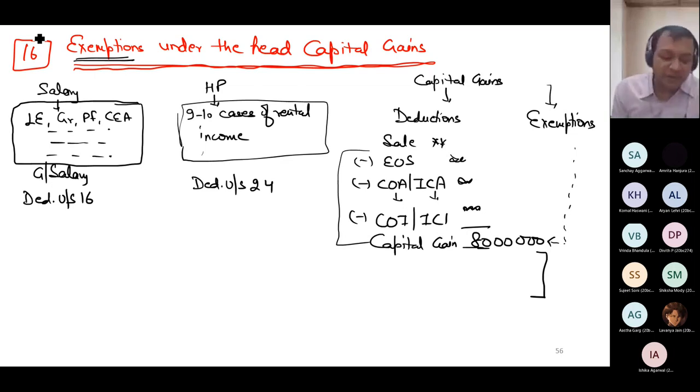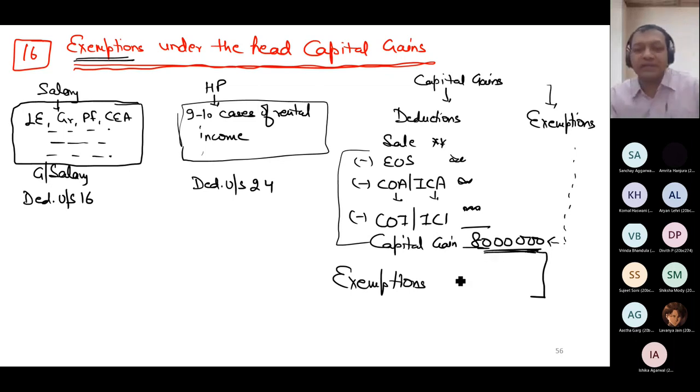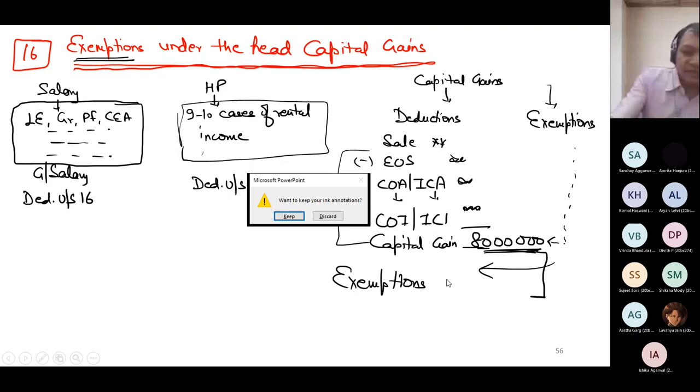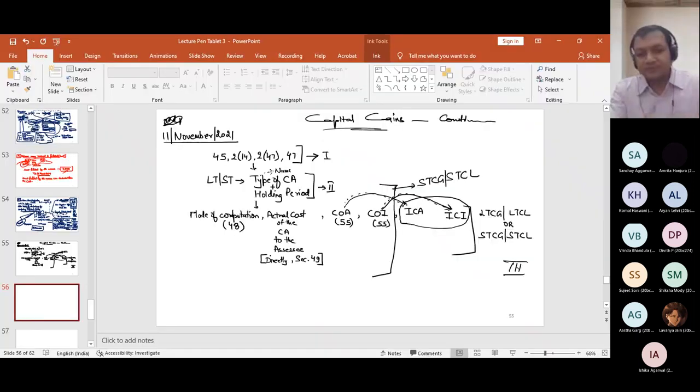Because when I am having income under the head capital gain, then I will finally decide whether it is taxable or it might be exempt. So the application of exemption starts after you have computed income under the head capital gains. Is it clear? If yes, please raise your hands.